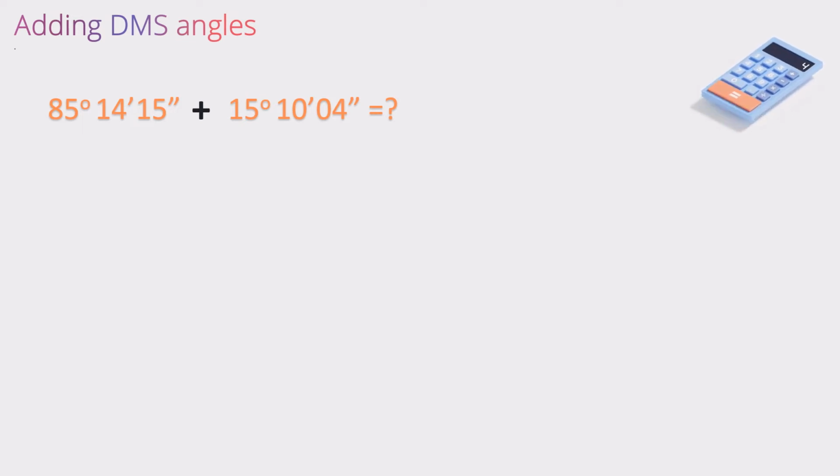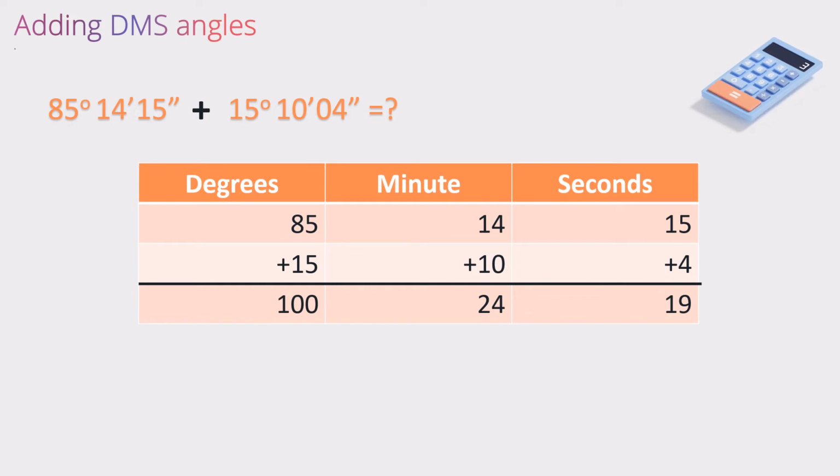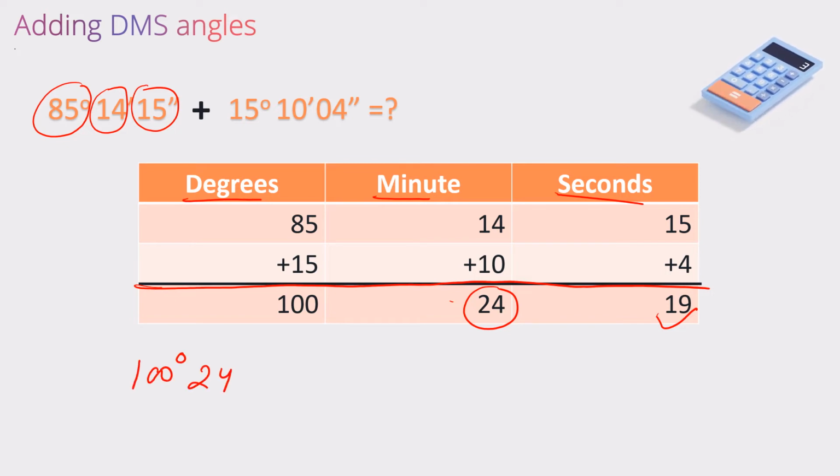What I do first is I make a table with 3 columns, degree, minute and second, and I write each of these terms under degree, minute and second. And I add each of the columns individually, right? So 15 plus 4 is 19, 14 plus 10 is 24, and 85 plus 15 is 100. So if you add these two angles, what you get is 100 degrees, 24 minutes and 19 seconds.